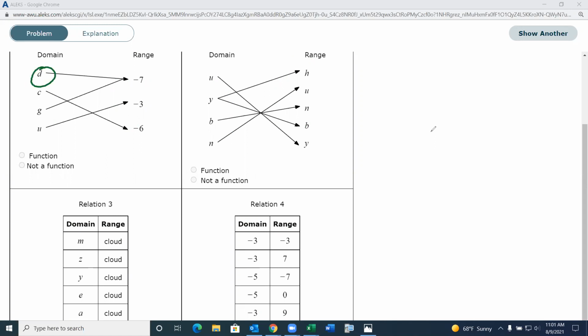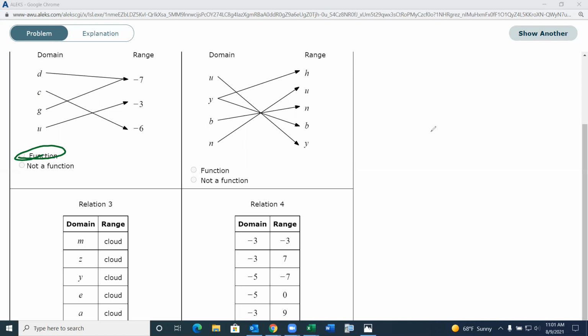Notice this x value links to -7, and that's it. This one links to -6, and that's it. G links to -7, and that's it. U links to -3, and that's it. So this one is a function. Yeah, -7 gets used more than once, but I don't care. For something to be a function, the x values have to each be used once and no more.